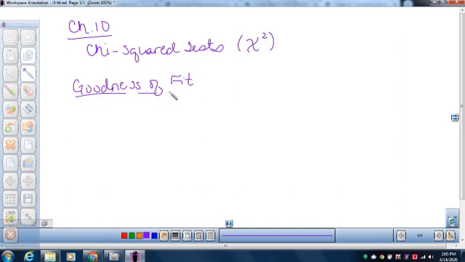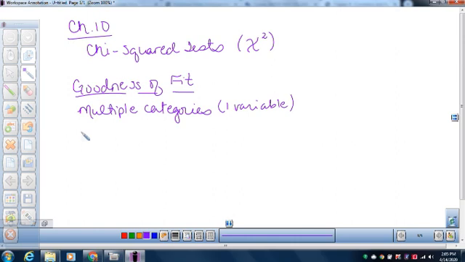The goodness of fit test has multiple categories, but only one variable. So maybe we're talking about M&Ms and the different colors of M&Ms, and there may be 6 different colors. So the variable would be color, but there's 6 different categories of color.